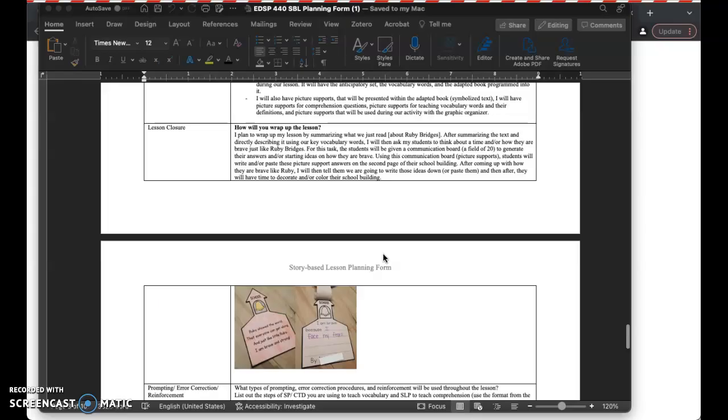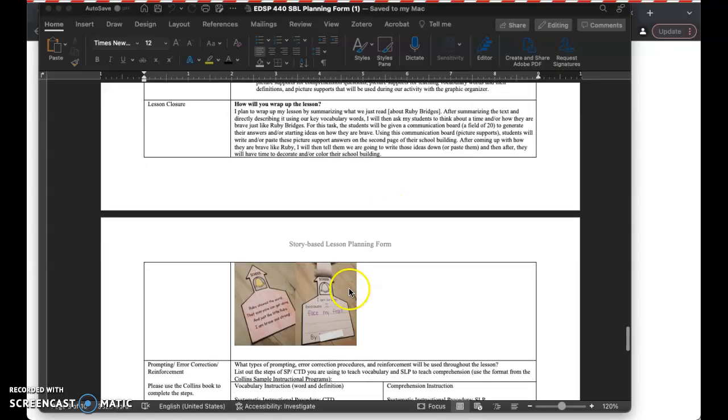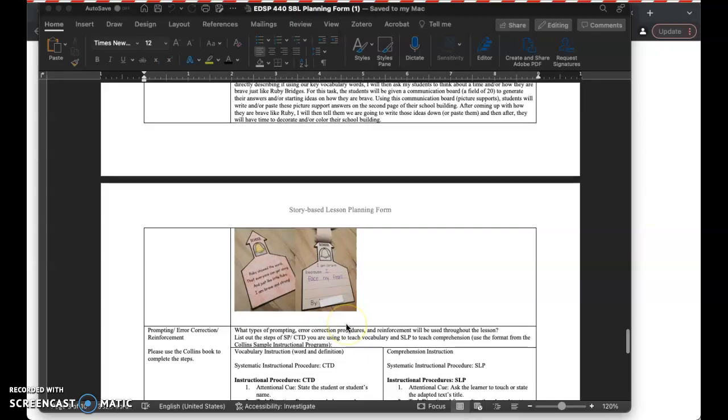And then you need a lesson closure. How are you going to close the lesson? Okay, because so many times we just get to where, okay, we're finished with the lesson. You can't just move on. You've got to wrap it up somehow, right? So for her closure, she had some type of little activity down here that she had them do.